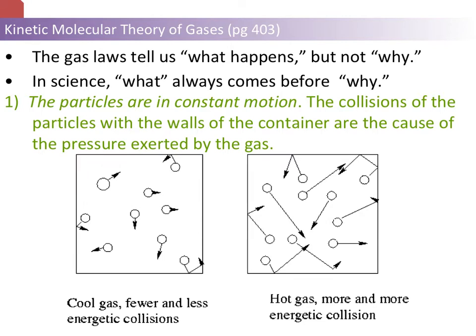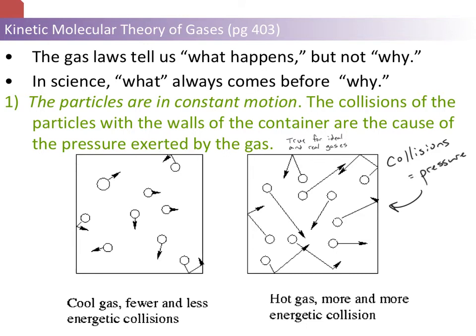The first statement we'll talk about is this first one that you see on the page in green. The particles are always in constant motion. This is true of ideal gases and real gases. The collisions of the particles with the wall cause pressure to be exerted on the container that the gas is contained in. And so the warmer the temperature, the faster the particles are moving, and the more collisions. Basically, if you have more collisions, you have higher pressure.